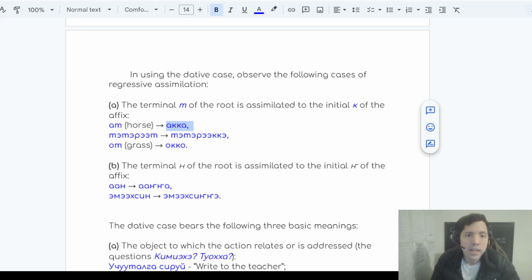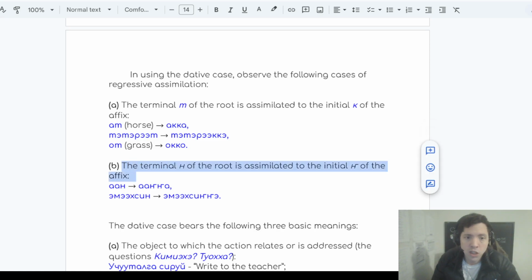Okay. Teteret ke, we say tetereke. Ot, otka, we say okka. The terminal H of the root is assimilated to the initial n of the affix, so basically the n becomes an ng. So an plus ng, we say anga, instead of anga, which would be harder to say.